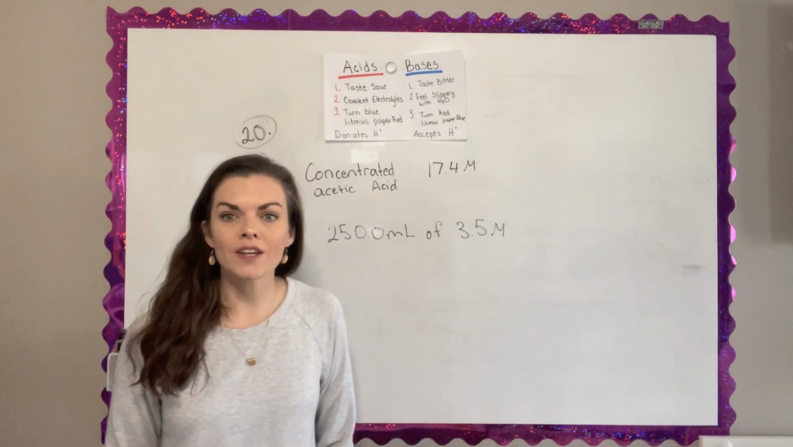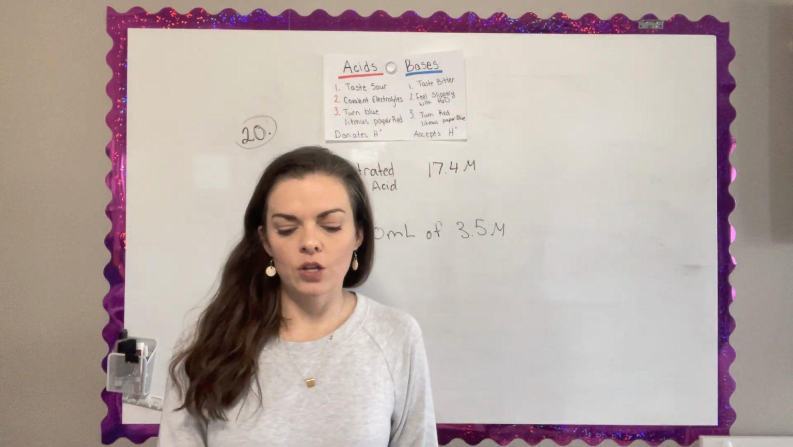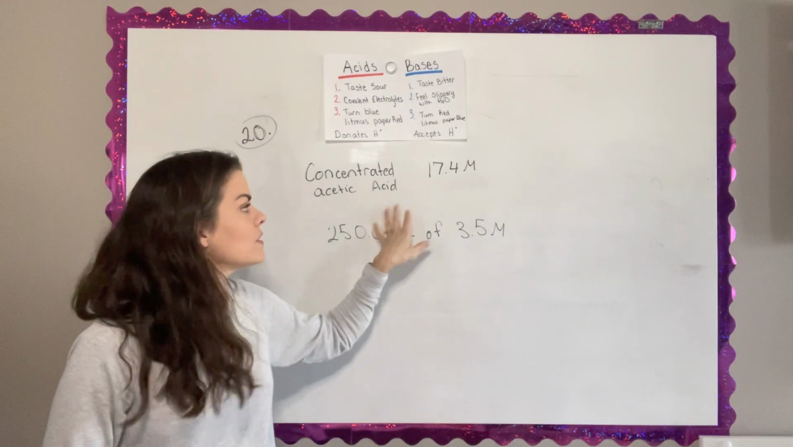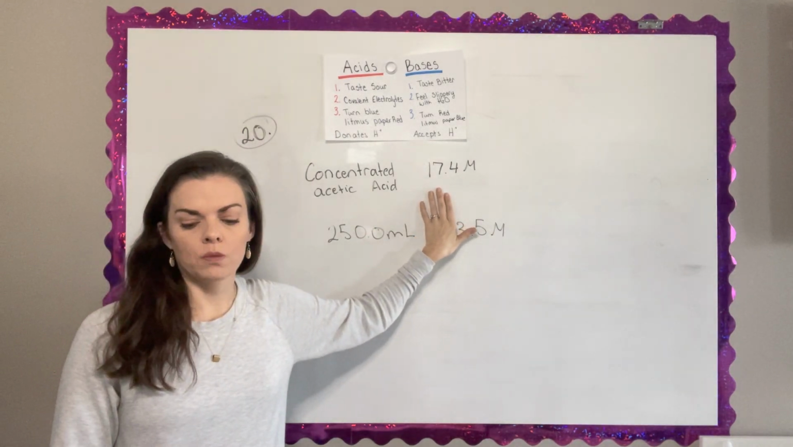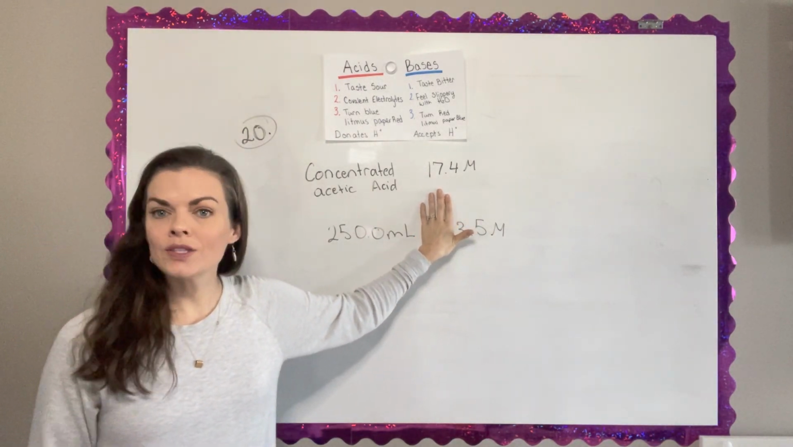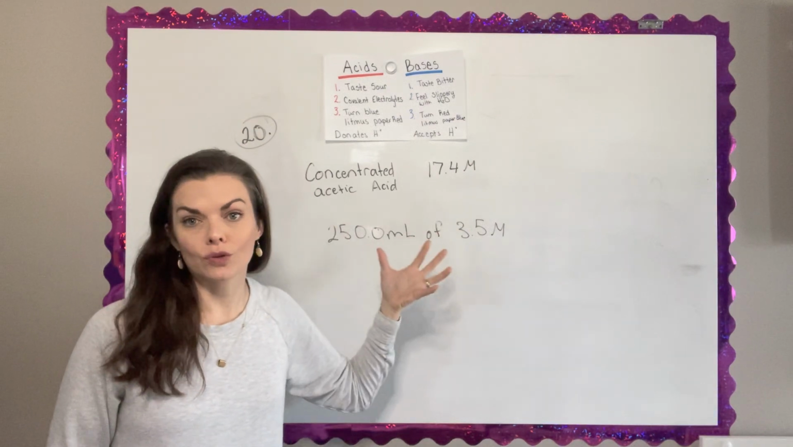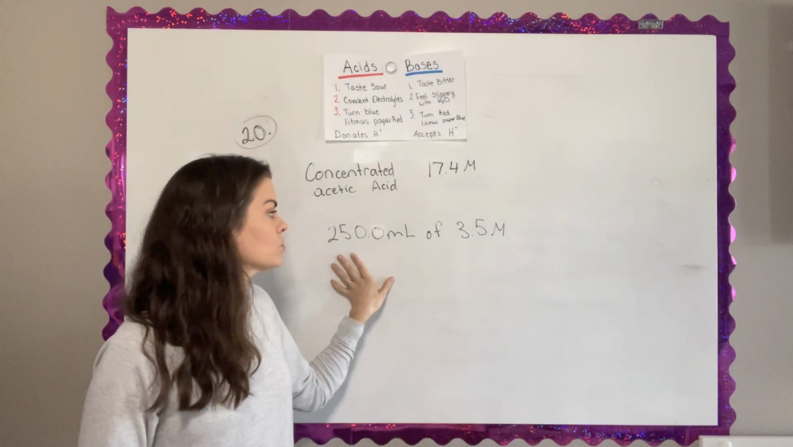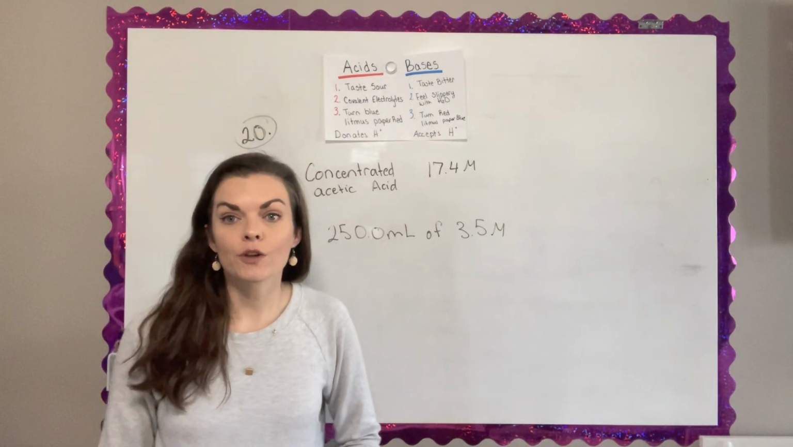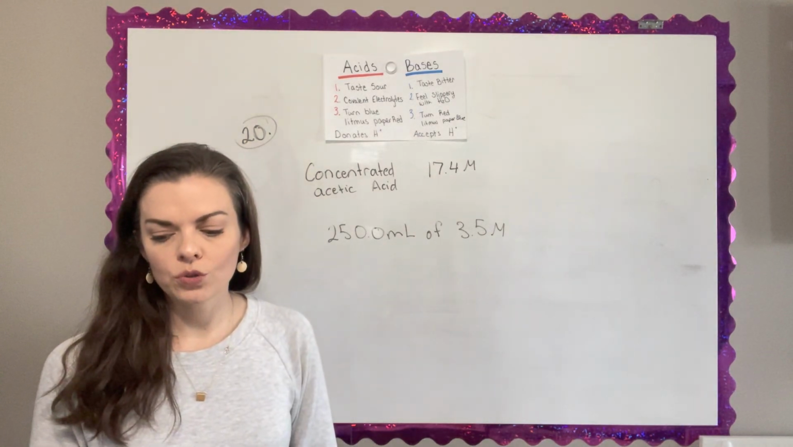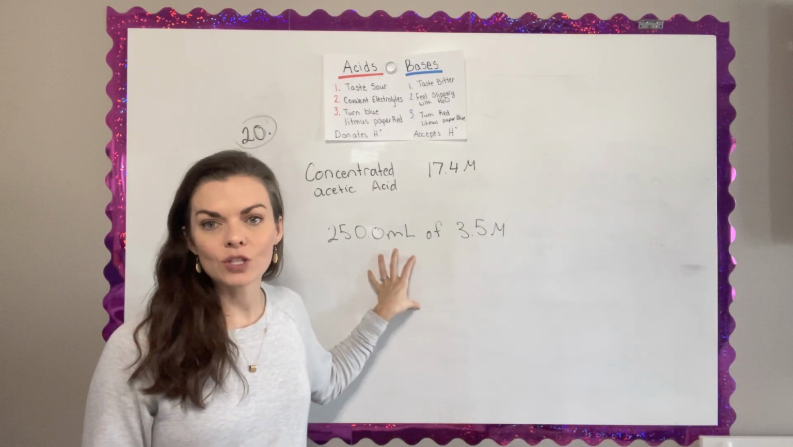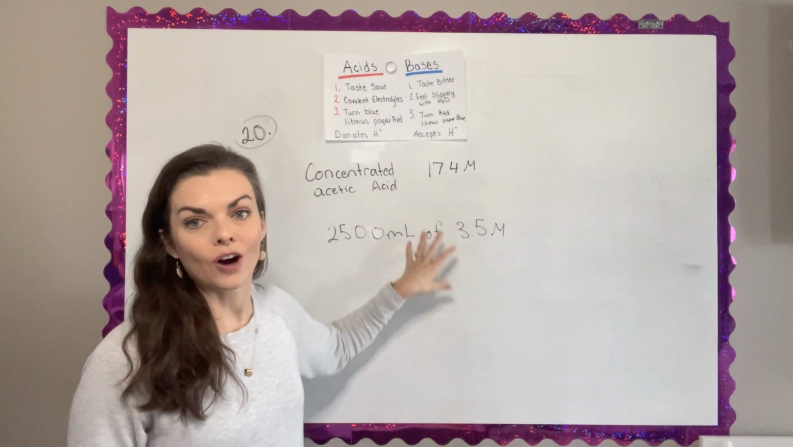Question number 20 is a dilution problem, and it tells you have concentrated acetic acid, and we actually have a 17.4 molar solution, and this is the acid that's found in just regular old vinegar that you buy at your grocery store. And then it tells me that we have 250 milliliters of a 3.5 molar solution. It wants to know how I would make this solution based on all this information.